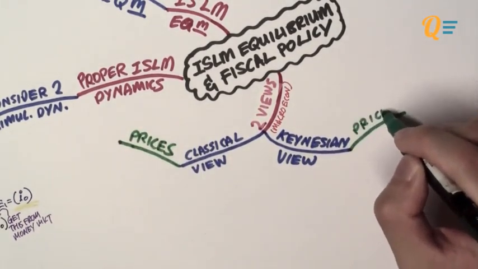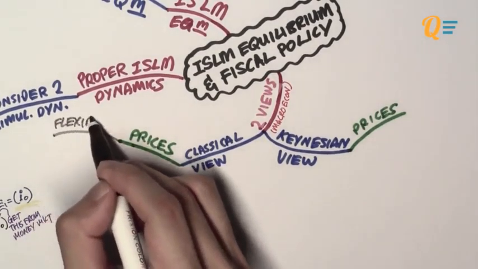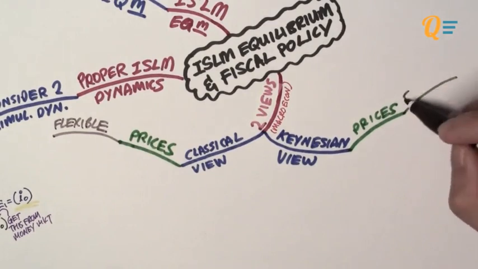Now, the first difference is how they see prices. The classical people see prices as flexible, so prices can actually change.